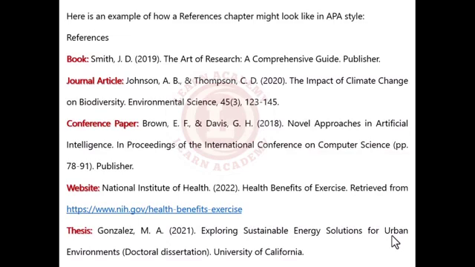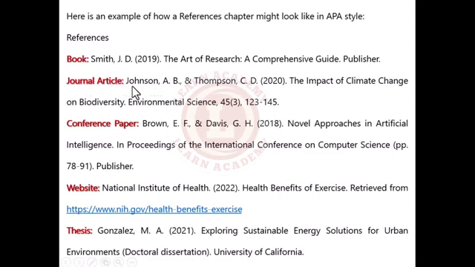using APA style. Using APA style, you can see a book. This is how you reference a book you must have consulted or cited. If it's a journal article, this is how you lay it out. For example, for a book, you can see the author's name, the year of publication, the book title, which is The Art of Research: A Comprehensive Guide, then the publisher.